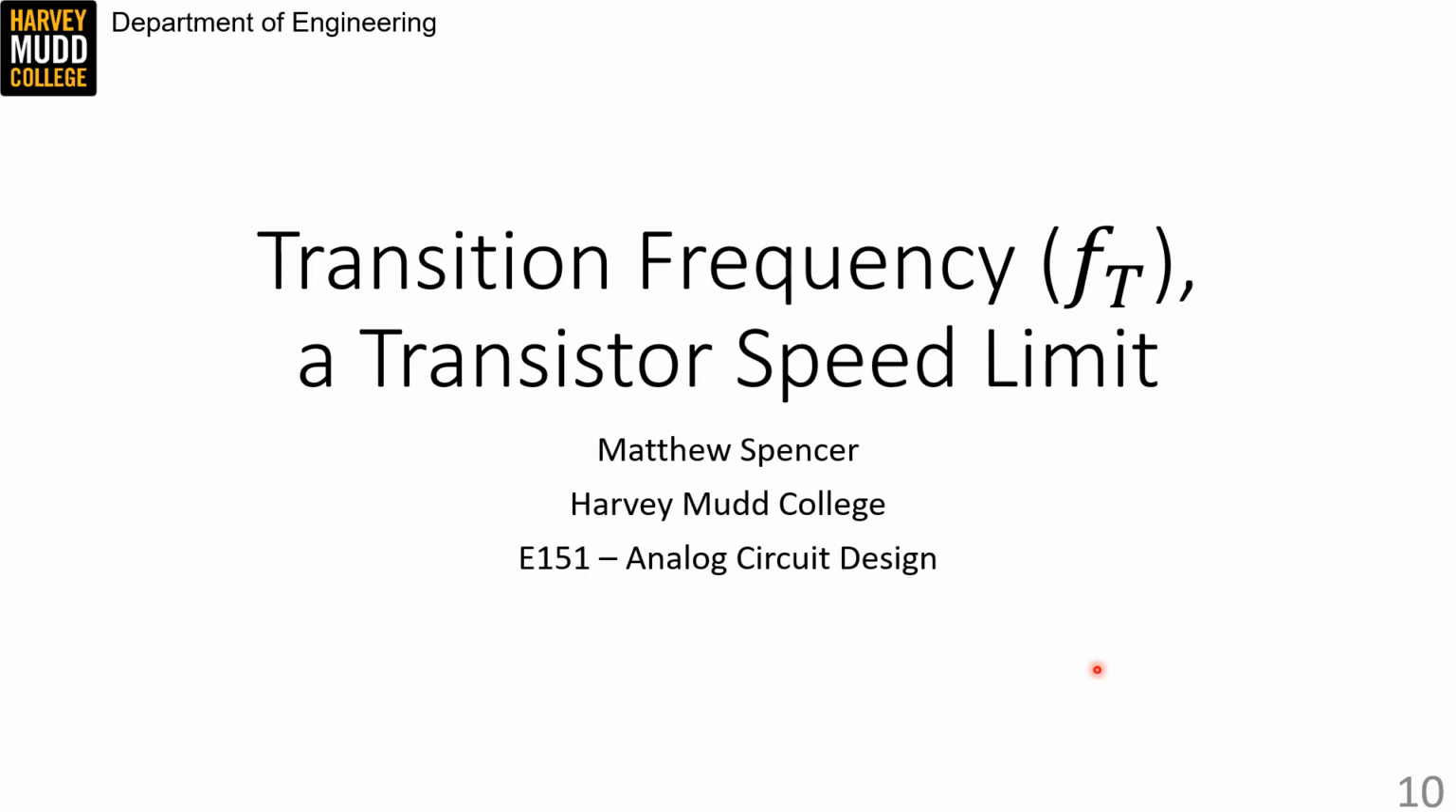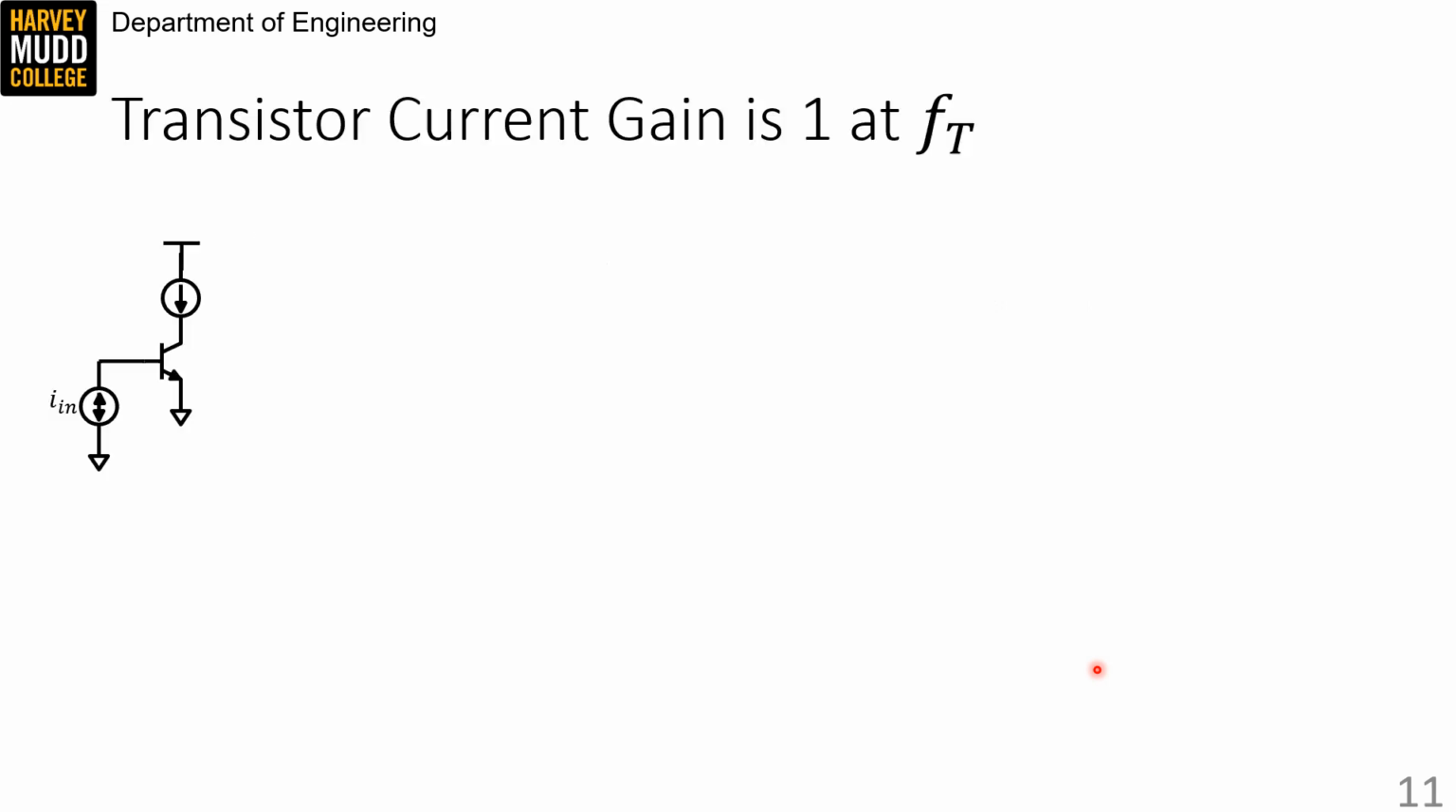In this video we're going to learn about a transistor property that's used to describe the effect of transistor capacitances. The property is called the transition frequency, or Ft, and it's a commonly reported measure of how fast a transistor can go. So Ft is a type of speed limit that's reported for transistors, but it's a bit of a weird one. It's the frequency where the transistor's current gain drops to 1.